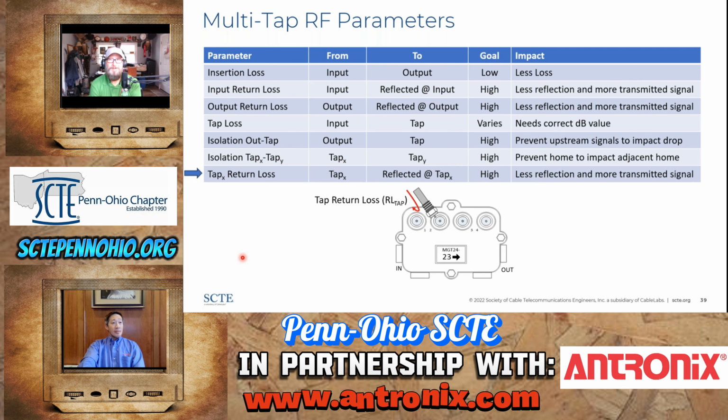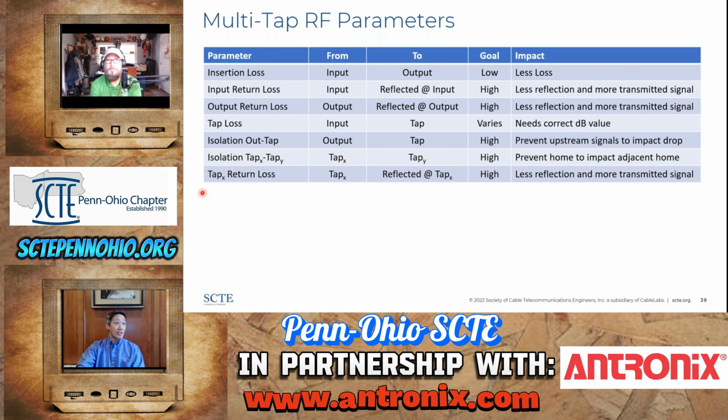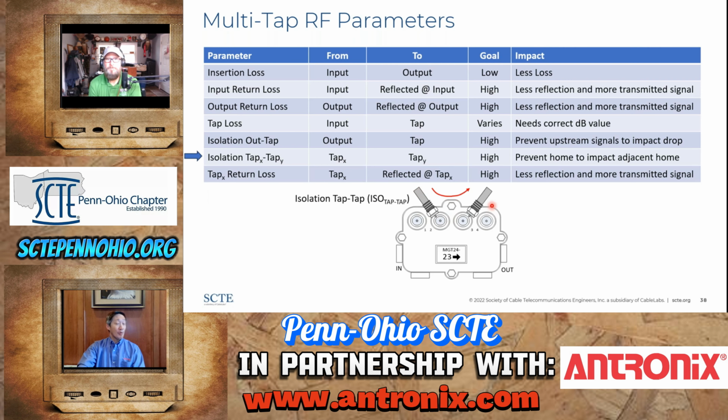That's one I think we could spend a lot of time talking about, Neil, is isolation. Yep. Isolation, correct. And we'll talk a little bit about that when we talk about conditioning as well, because the isolation between ports for ingress has a big impact. The noise and ingress from the home goes upstream, and we can talk about conditioning later on about that isolation.